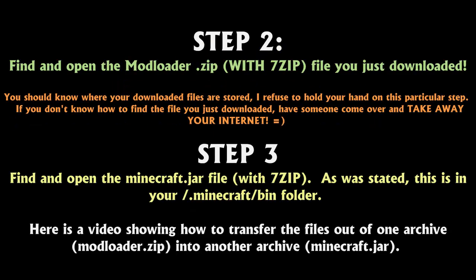Step 2 is to find and open the ModLoader zip you just downloaded. You should know where your downloaded files are stored. I refuse to hold your hand on that particular step. If you don't know how to find that file you just downloaded, have somebody come over to your house and take away your internet. Step 3 is to find and open the Minecraft.jar file with 7-zip. As stated, this is in your Minecraft bin folder where we showed you before. After this is a video showing you how to transfer files from one zip to another using 7-zip.